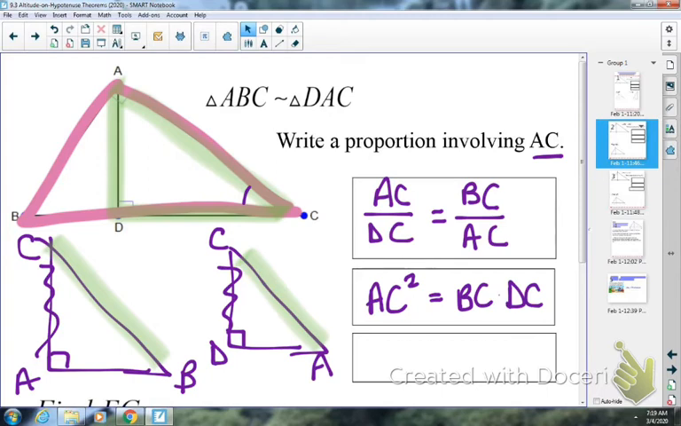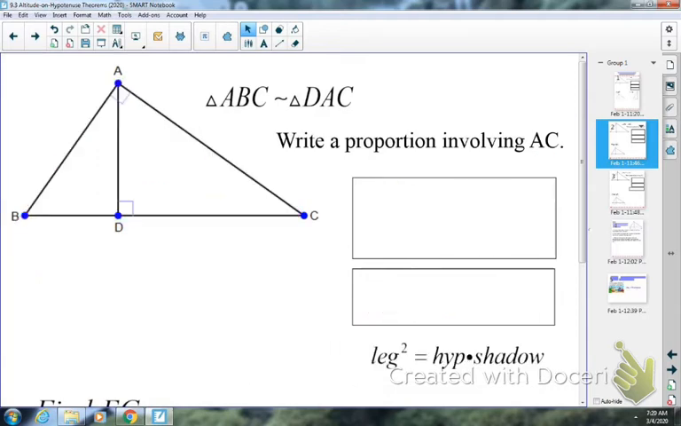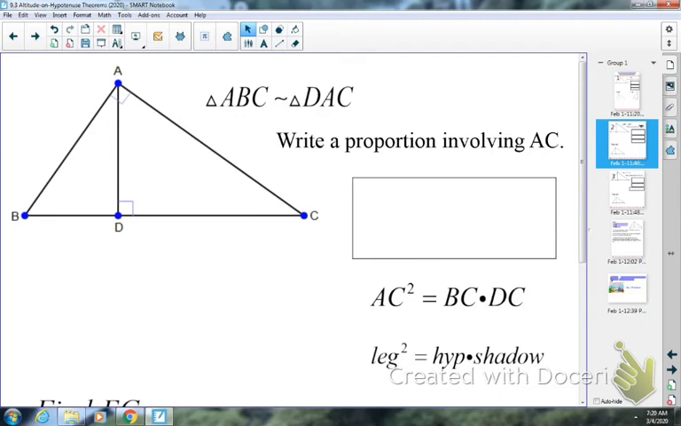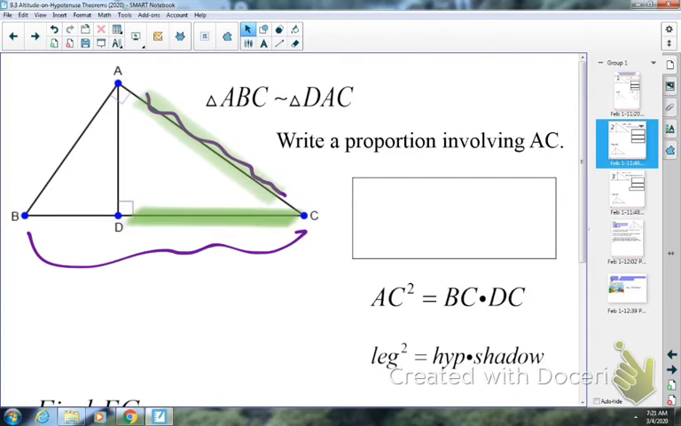So according to this, AC is a leg of my original right triangle. So the leg squared is equal to the hypotenuse, which is BC, times its shadow, which would be DC. So leg squared equals hypotenuse times shadow, like I had there: AC squared equals BC times DC. Again, it works for both legs. So the leg squared equals the hypotenuse times the shadow of this leg, which would be DC.